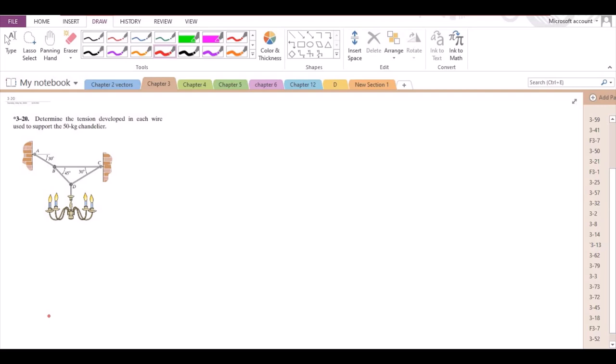In this video, we will solve problem 3-20 from R.C. Hibbeler Engineering Statics, 12th edition. According to this problem, we have to determine the tension developed in each wire used to support the 50 kg chandelier. So to solve this problem, we have to draw the free body diagram of point B.